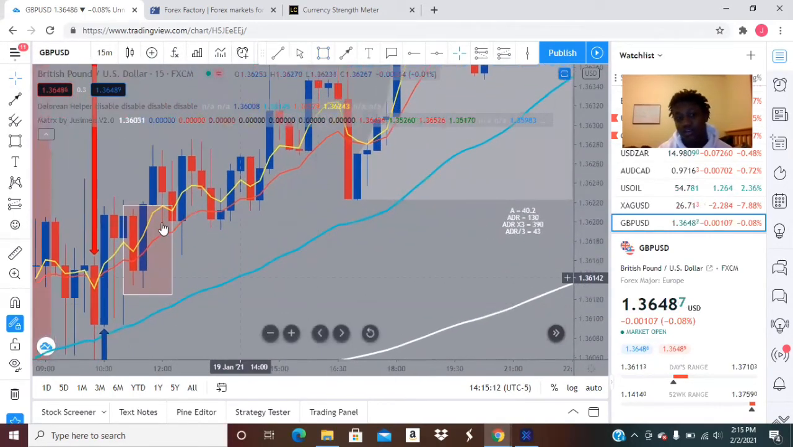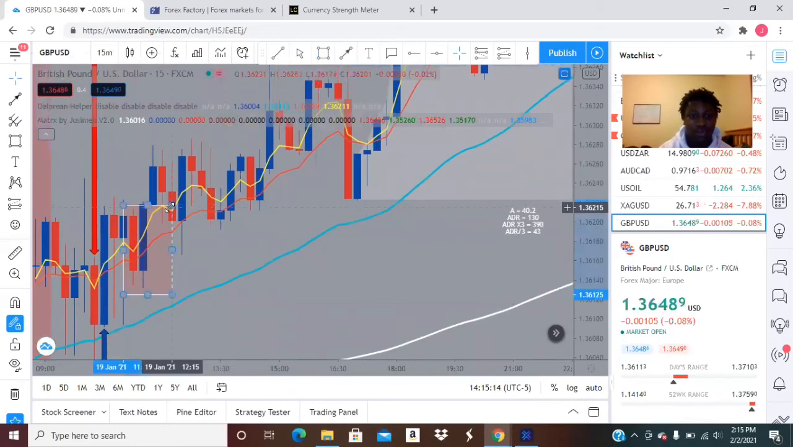There are different styles of trading. You can be a swing trader. You can be an intraday trader. At the beginning, I was an intraday trader. I'm becoming more of a swing trader because I don't like to be on the charts.